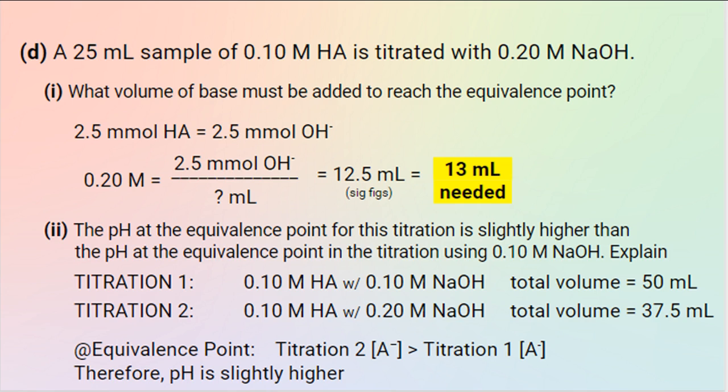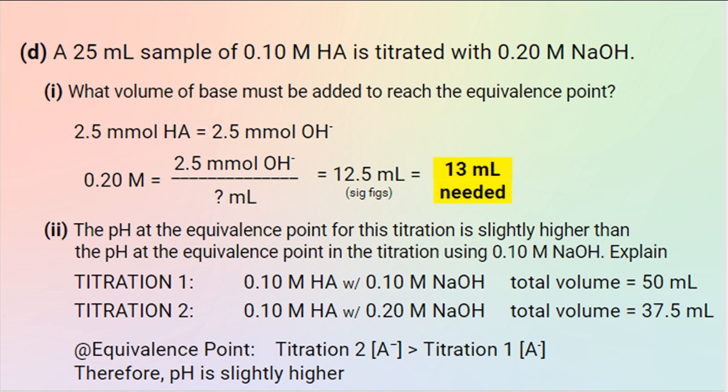In the first titration, where 0.1 molarity HA is titrated with 0.1 molarity NaOH, the total volume is 50 milliliters. In the second titration, 0.1 molarity of HA is titrated with 0.2 molarity of NaOH and has a total volume of 37.5.